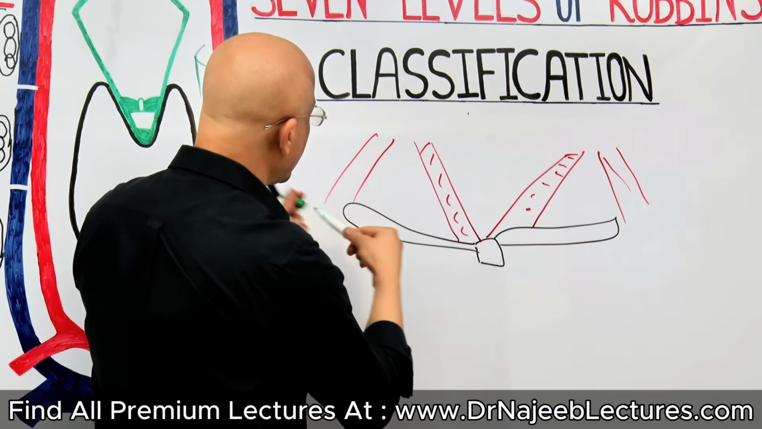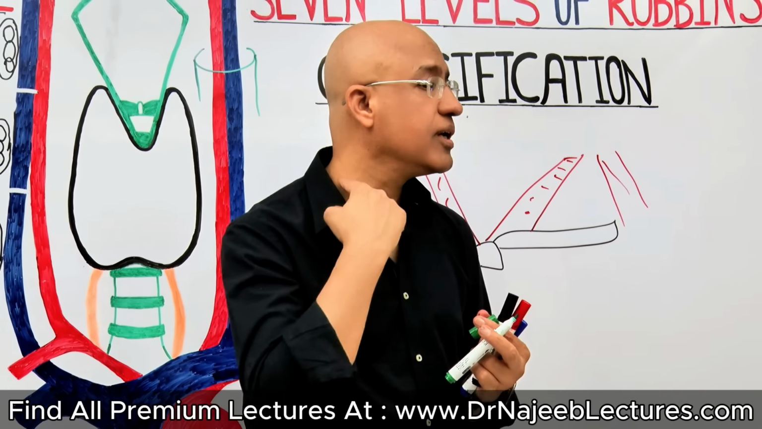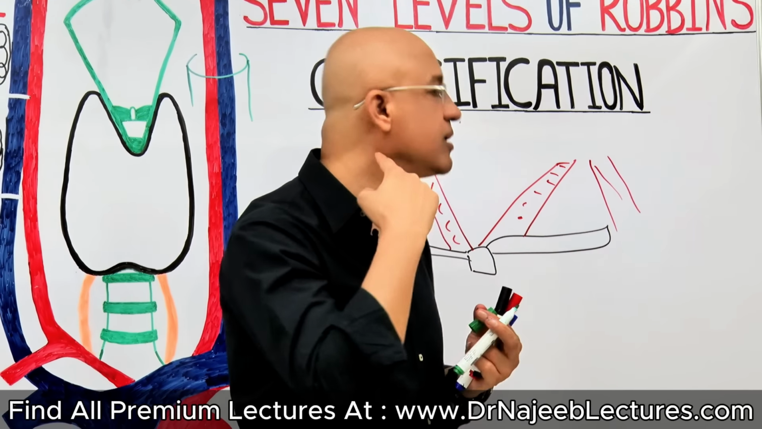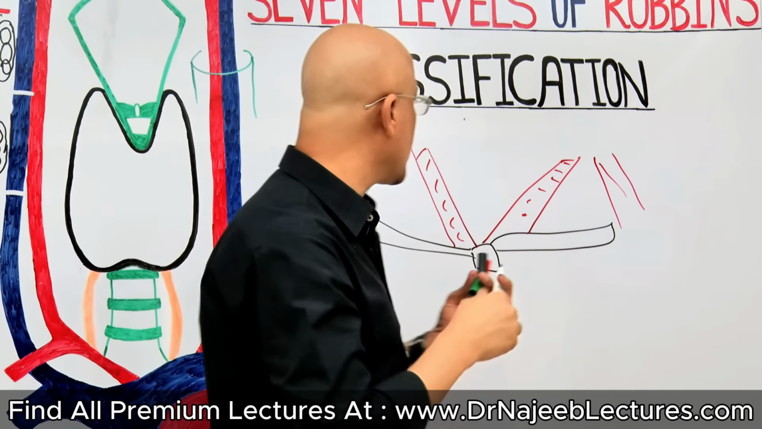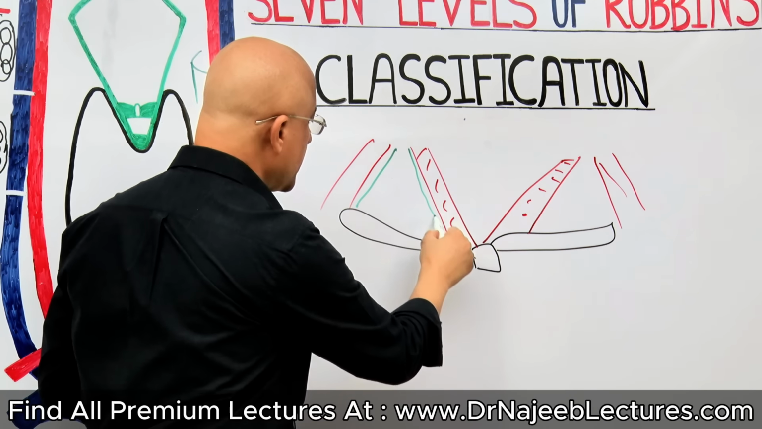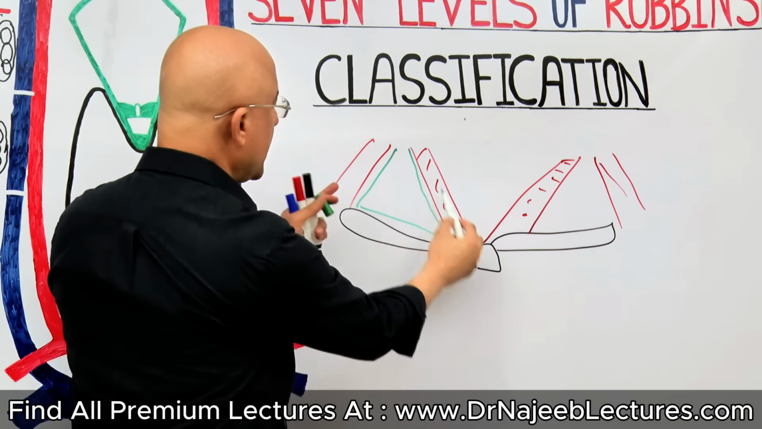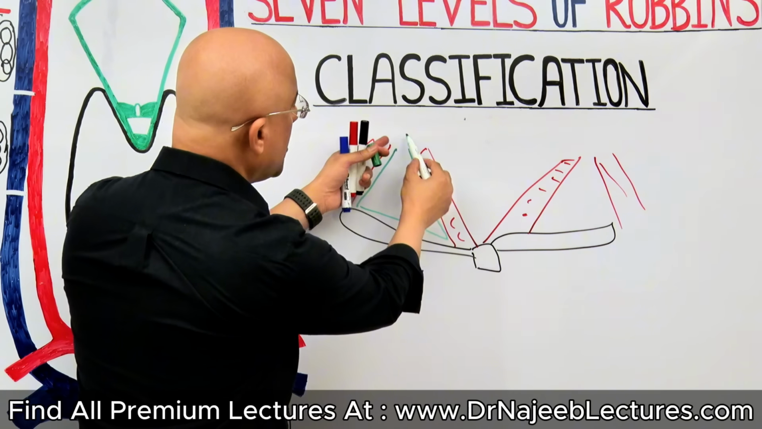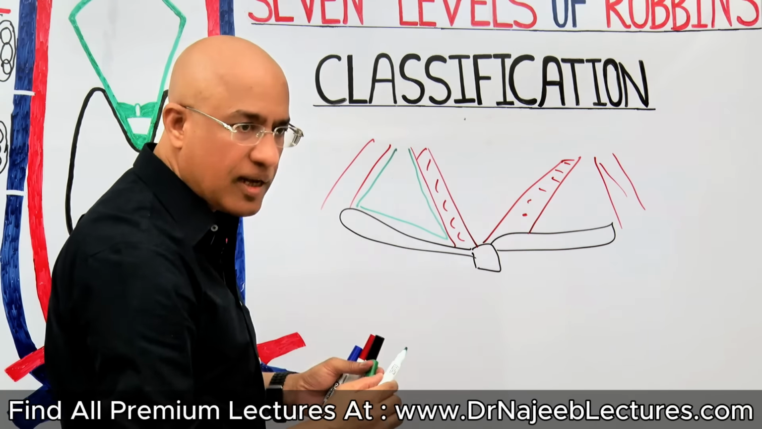Now, anterior border of trapezius, this is trapezius. Anterior border of trapezius, right? And posterior border of sternocleidomastoid and upper border of clavicle, right? This makes a triangle. This triangle at the top, they converge to attach with the base of the skull, right?